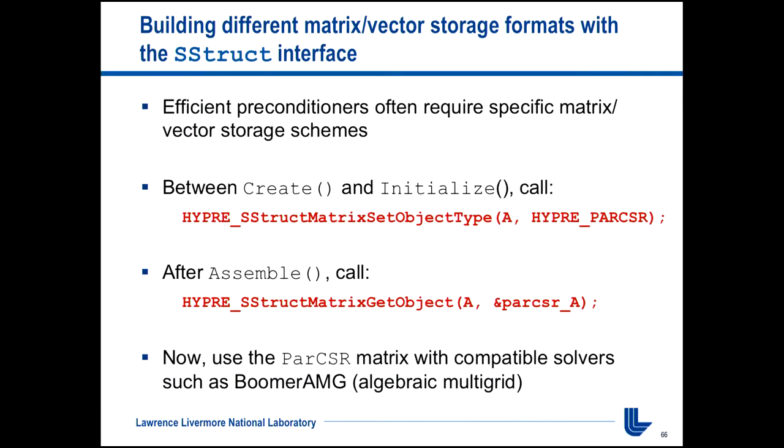To do that, between the create and the initialize call for a matrix, you just have to make this call to set object type, which tells it I want a compressed sparse matrix built out of this thing. And then at the end, after the assemble, I just get the compressed sparse matrix out, and I can use that to call AMG, for example. Okay, so it's just a couple of lines of code that change. All right, so that's pretty much it for those interfaces.